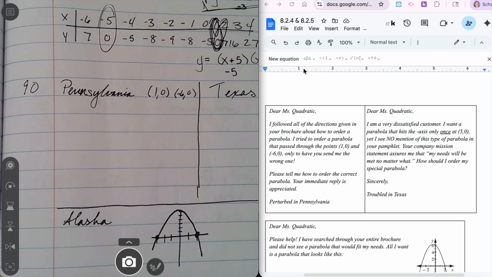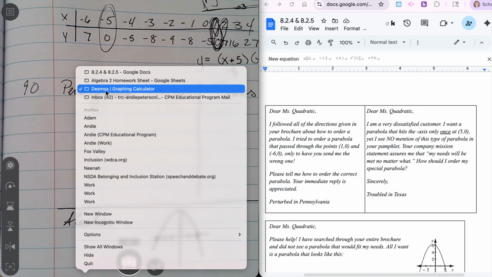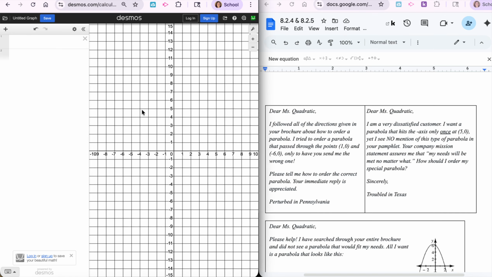So if we look ahead, the first situation says I followed all directions given in your brochure about how to order a parabola. I tried to order a parabola that passed through the points 1, 0 and -6, 0, only to have you send me the wrong one. So what we're going to want to do is pull up Desmos and see if we can create a parabola that will go through those 2 points. So they were 1, 0 and -6, 0. Hopefully you're noticing that this is very similar to what we just did in our creating the functions problem. I'm giving you the x-intercepts.